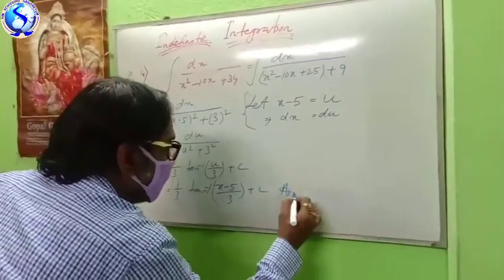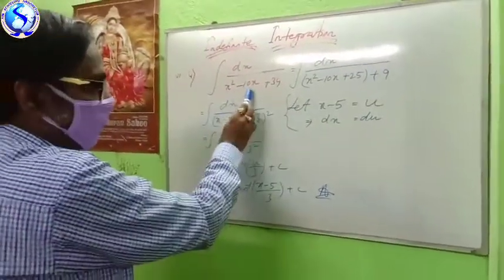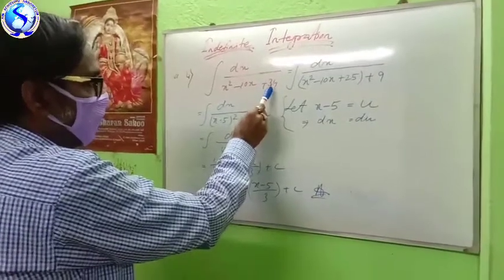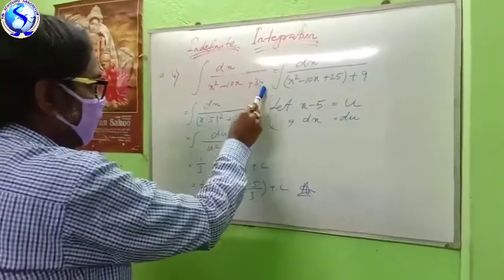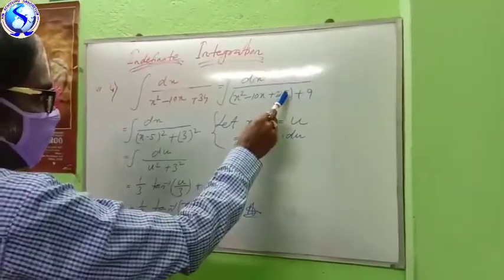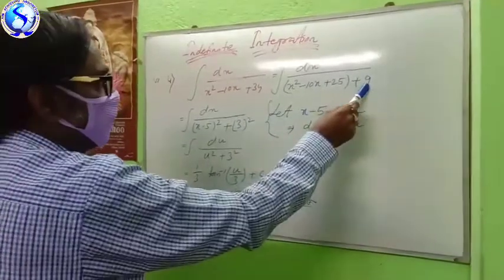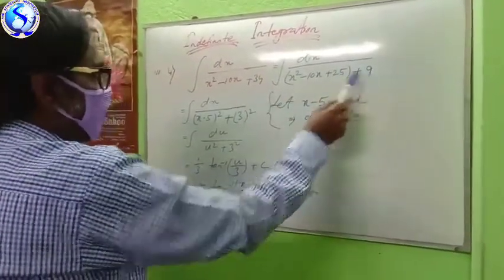See the integration question, this is question number 4. You have to adjust the fraction in this manner: x square minus 10x plus 25, because this will make x minus 5 whole square. 34 means 25 plus 9, and 9 means 3 whole square.